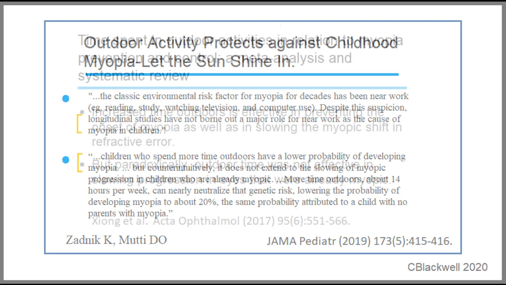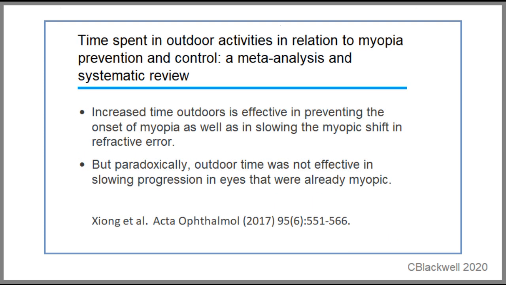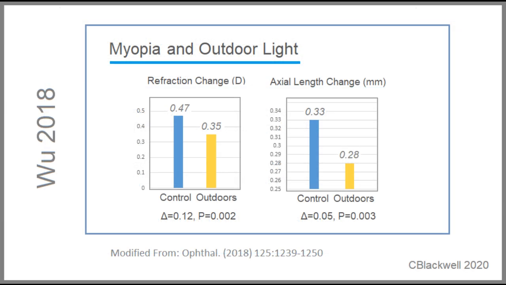They reference this 2017 meta-analysis which found that outdoor time is effective at reducing the onset of myopia, but does not appear to slow development in children who are already myopic. Note, this is before the 2018 Wu result.